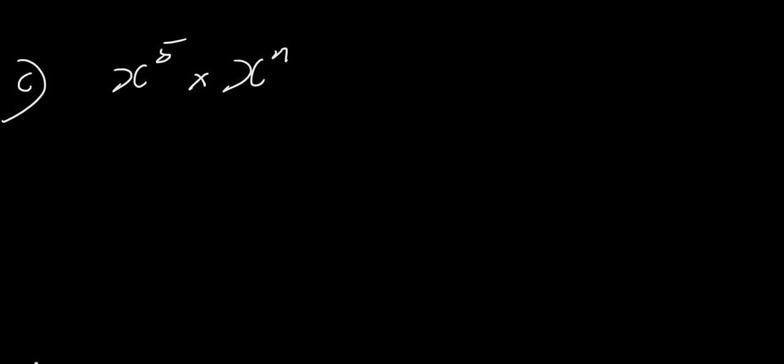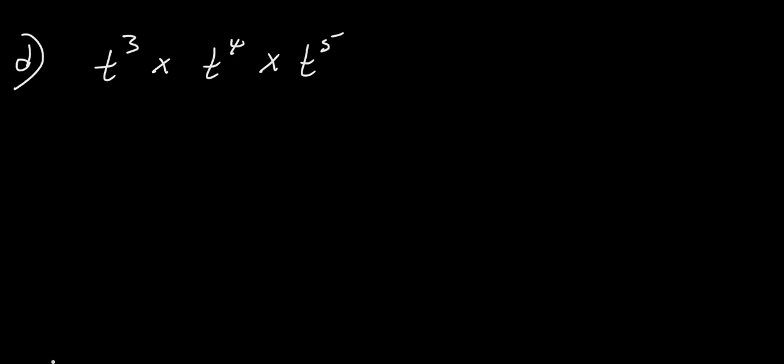Question C, we have x exponent 5 times x exponent n. So we are dealing with multiplication. All we have to do right now is to keep the base, which is x, and add the exponent 5 plus n. And you see the exponent cannot be added because you have n on one side and 5 on the other. So 5 plus n remains the way it is. So this becomes the final answer. I hope this makes some sense. All right, let's move on to the next question.